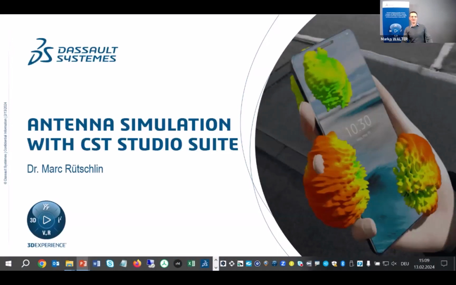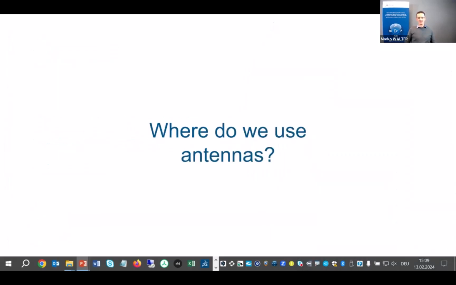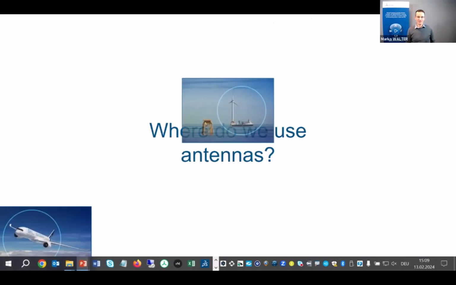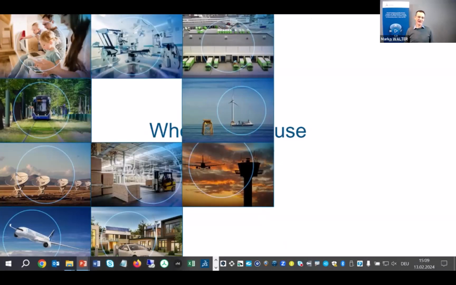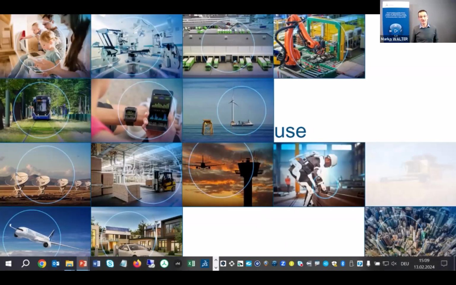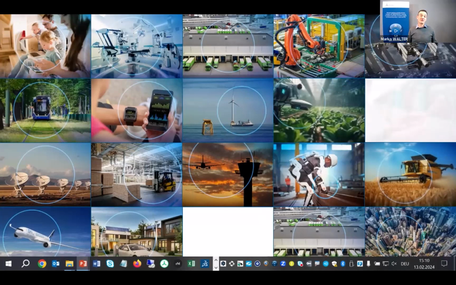So I'll start with the first presentation, which is about antenna simulation with CST Studio Suite, so our SIMULIA tool for electromagnetic simulation. First question, of course, is where do we even use antennas? Well, literally everywhere. We see trends in industry and in our lives towards increased telecommunication.